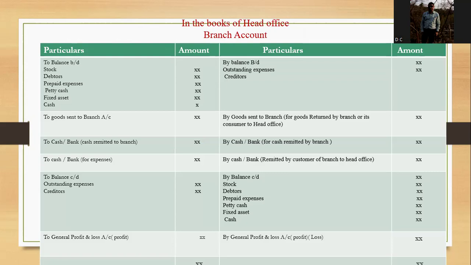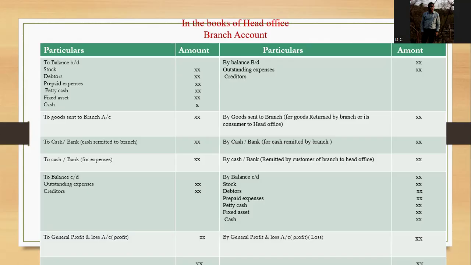In the debit side, there may be opening stock, opening debtors, opening prepaid expenses, opening petty cash, opening fixed assets like computer, furniture, etc., and opening cash. So in the books of head office, we are preparing the branch account. When you prepare the branch account in the books of head office, these are the opening assets you write in the debit side. These opening assets are last year's closing assets. So these are the opening assets of the branch.